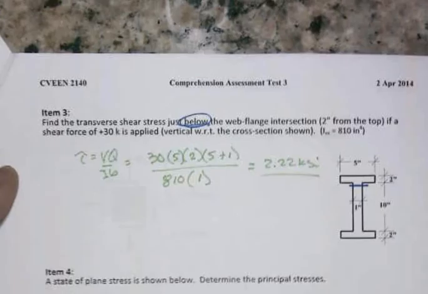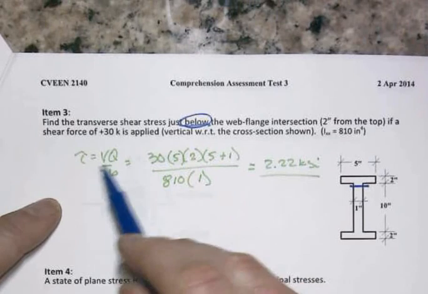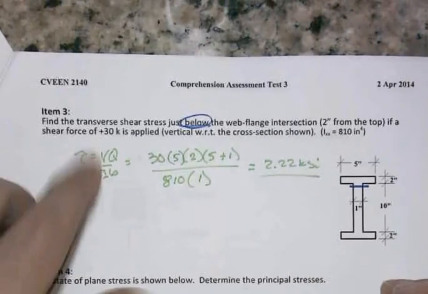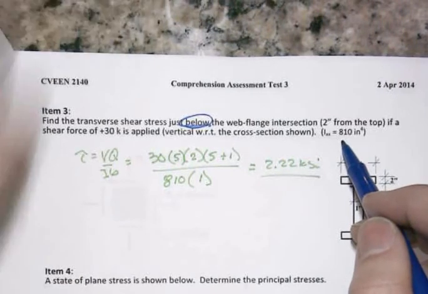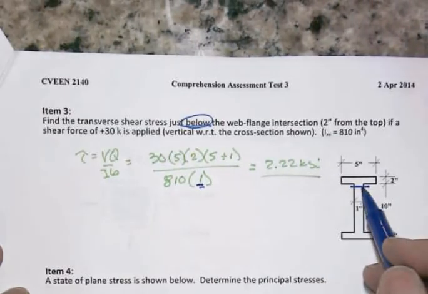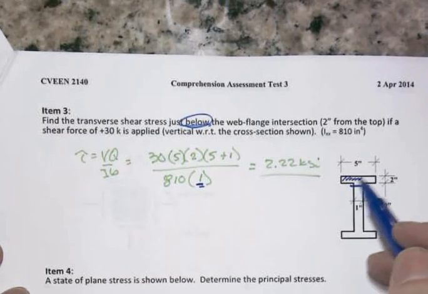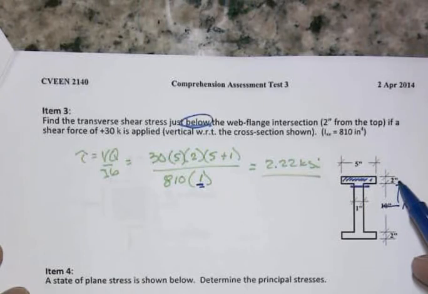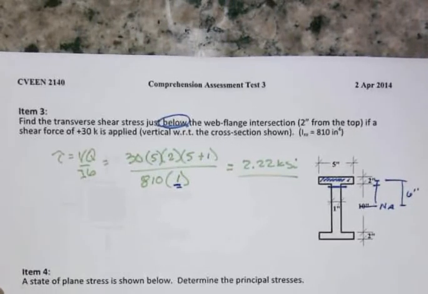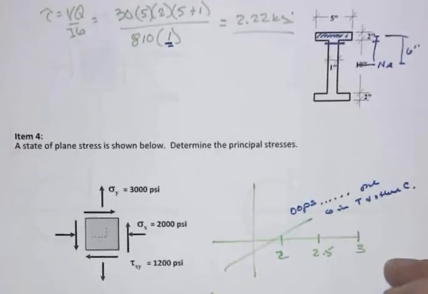Then in item 3, we just do the actual calculation that tau equals VQ over IB, given the shear force and given the second moment of area. We're just below the web flange intersection, so that means our B is 1 inch, and the area we're dealing with is this rectangle up top. We go 5 inches from the neutral axis up to the bottom of the web flange intersection, but then we get that additional inch for the total moment arm of 6 inches. And then of course you do the rest of the math there.